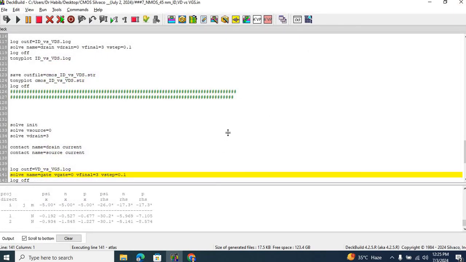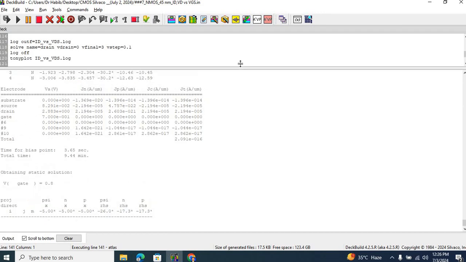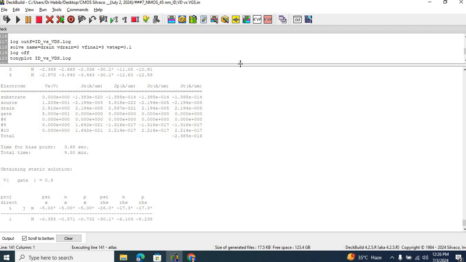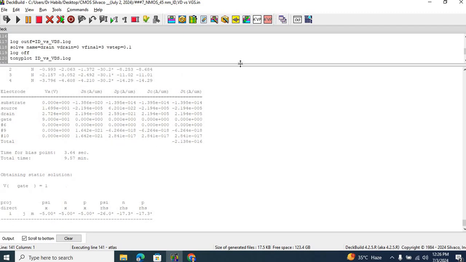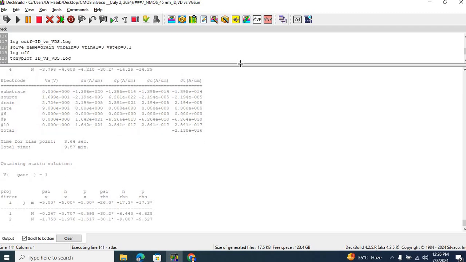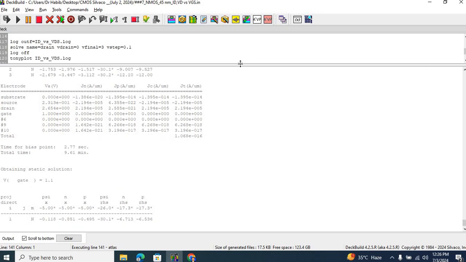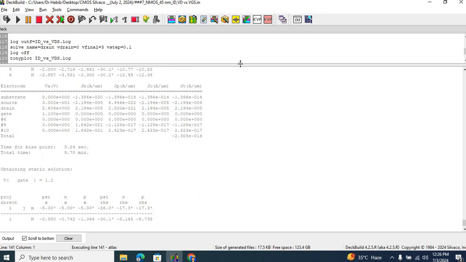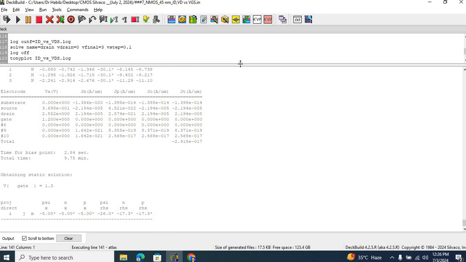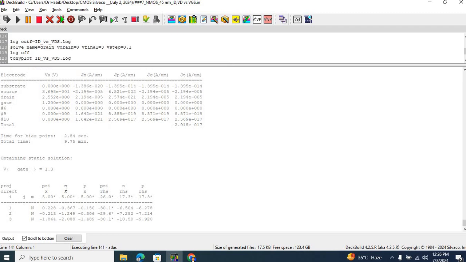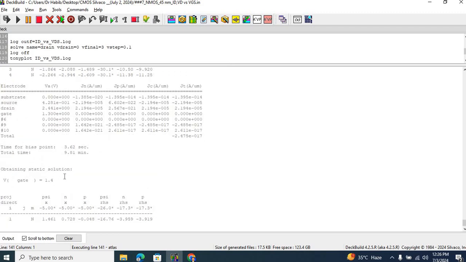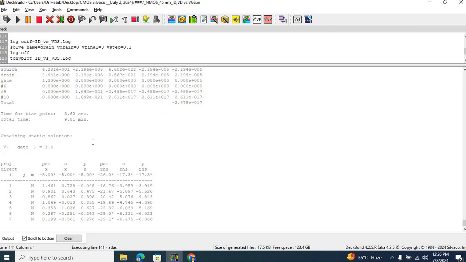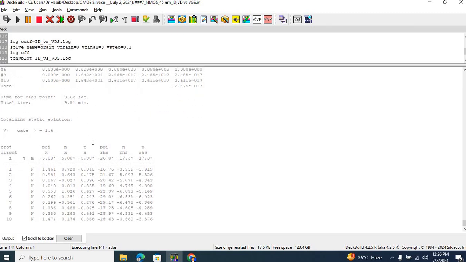And now finally, we are simulating the voltage transfer characteristics of this structure right now. It's going to go up to 3 volts. Right now it's at 1.4 volts. It's going to take a little bit of time. Let's wait for that.